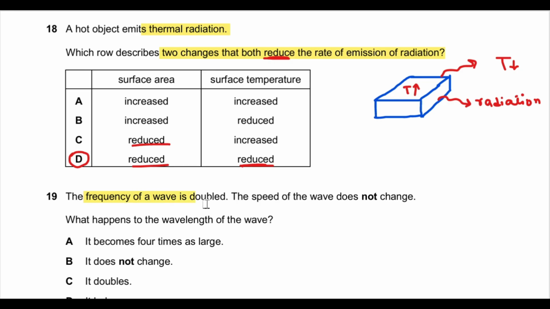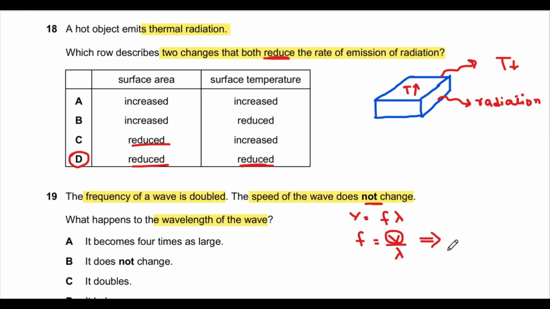Question 19 says the frequency of the wave is doubled and the speed of the wave does not change. What happens to the wavelength of the wave? We can use the wave equation to describe this. V is equal to F lambda. To get F, it would be F is equal to V over lambda. The question is saying that velocity is not changing, so V is constant.